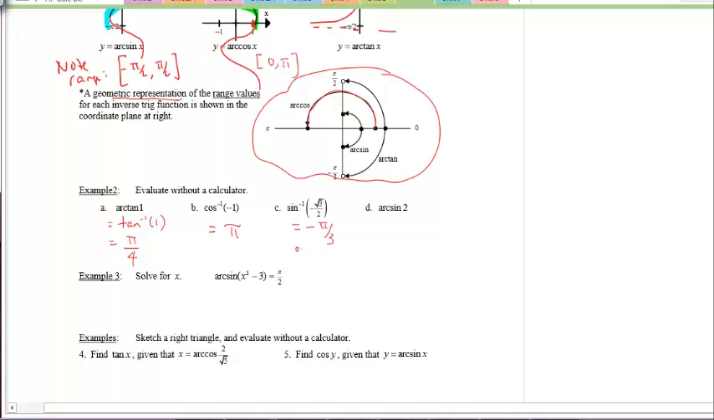Okay. Or, of course, you could have used, remember, all students take calculus. And therefore, the answers would have been the third quadrant, which would have been 4 pi over 3, or the fourth quadrant, 5 pi over 3. Those are all acceptable answers.